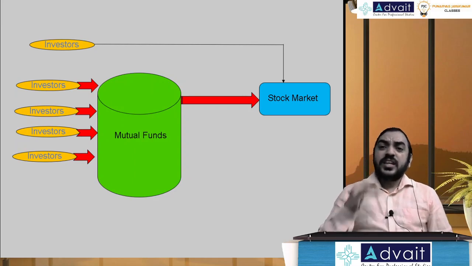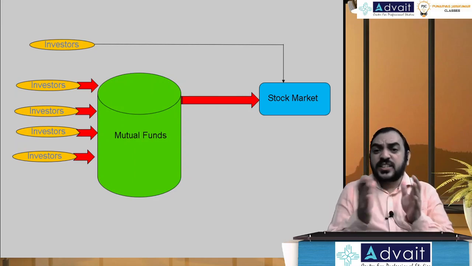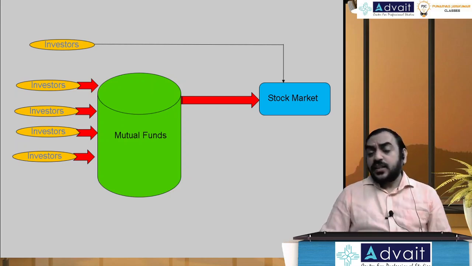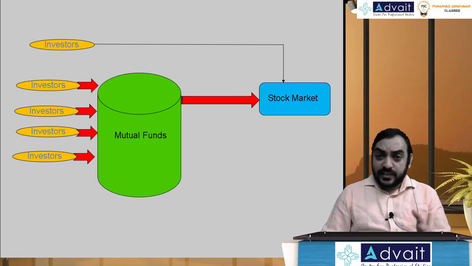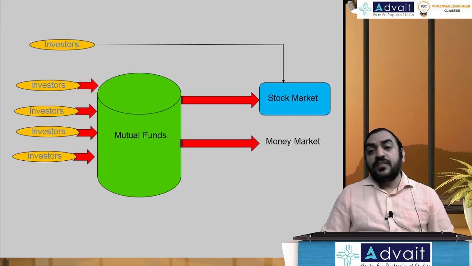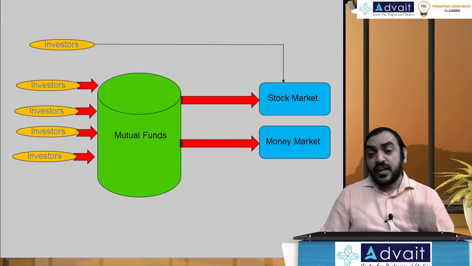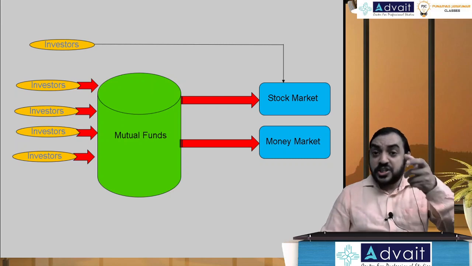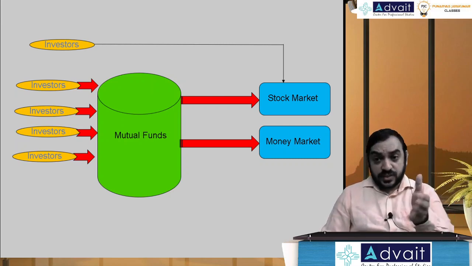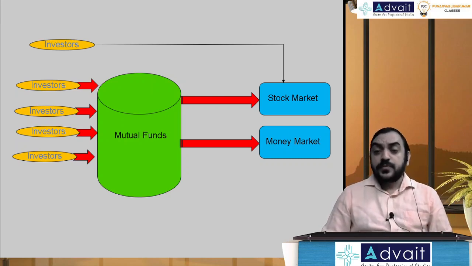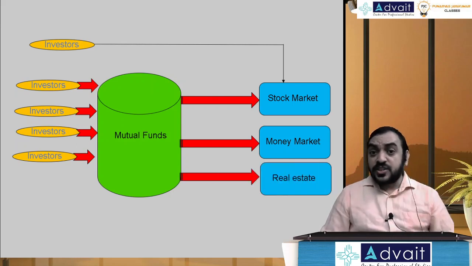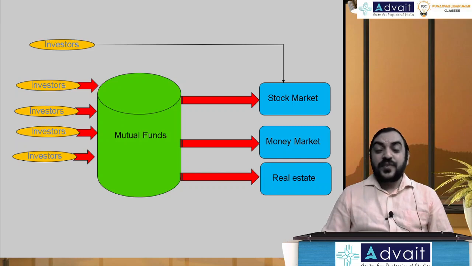Now, when they invest in the stock market, why don't we expand to other asset allocations? Yes, we have mutual funds that invest into the money market, debt market, government bonds, RBI, government bonds, treasury bills, liquid funds. We have a lot of debt funds. We have a combination of both, which we call arbitrage funds. I'm going to come to it in some time. And they can also invest in real estate. We have real estate mutual funds.